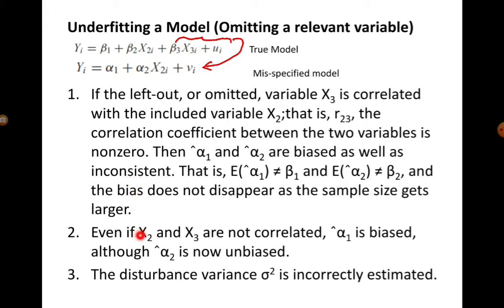The second consequence: if x2 and x3, the omitted variable, are not correlated, in that case only the intercept term alpha 1 is biased, whereas alpha 2, the coefficient of x2, will now be unbiased.